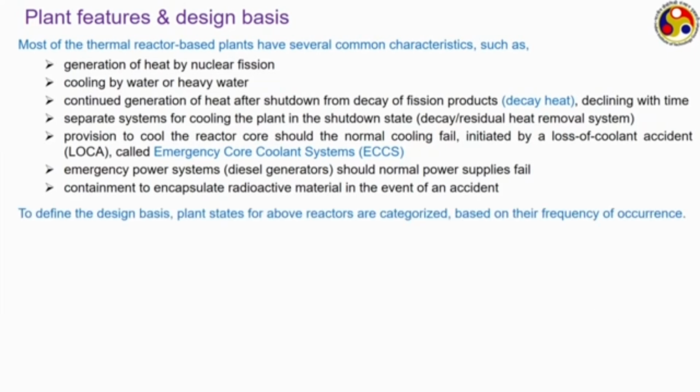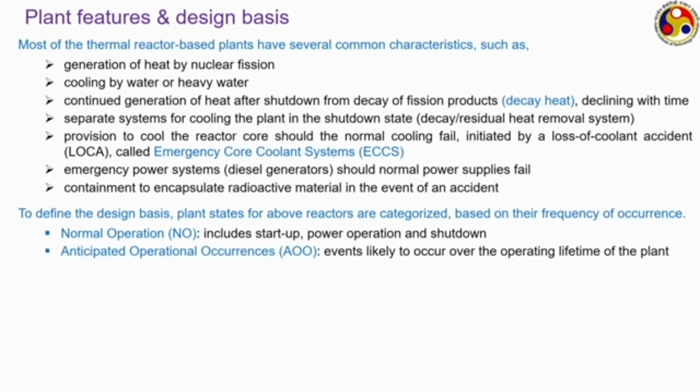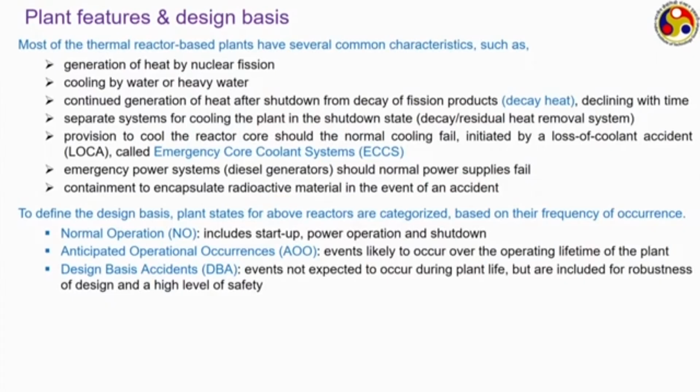To define the design basis, the different states of a plant need to be categorized based upon their frequency of occurrence. First is NO, normal operation, which is the normal startup, operation and shutdown. Next is anticipated operational occurrences, AOO. This refers to the events which are very likely to occur during the lifetime of the reactor. Then design basis accidents, DBA, events which are not expected to occur during the lifetime, but are included for robustness of design and a high level of safety.